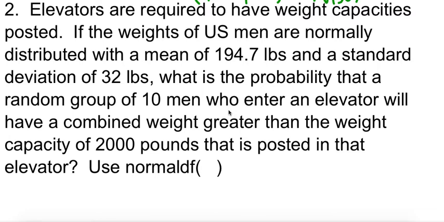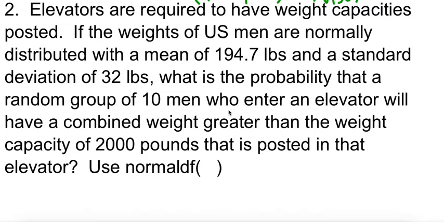For example number 2, we're looking at elevators. If you've ever been in an elevator, it probably has a little sign on it that says the maximum weight. So let's say we have an elevator. The weights of U.S. men are normally distributed with a mean of 194.7 and standard deviation of 32. So we want to know the probability that a random group of 10 men who enter an elevator will have a combined weight greater than the weight capacity of 2,000 pounds that's posted in an elevator. Okay, so this particular elevator can only handle 2,000 pounds. And so we're going to put 10 men inside, and we want to know what's the probability that they're going to be too heavy for the elevator. Hopefully it's small.